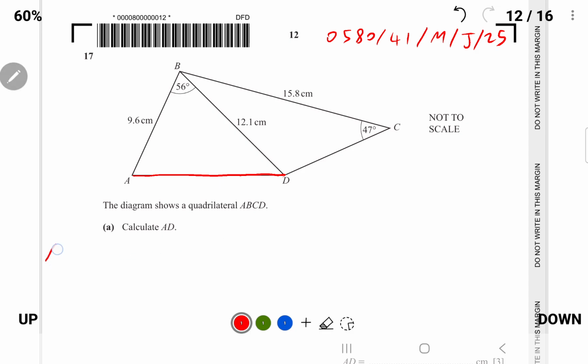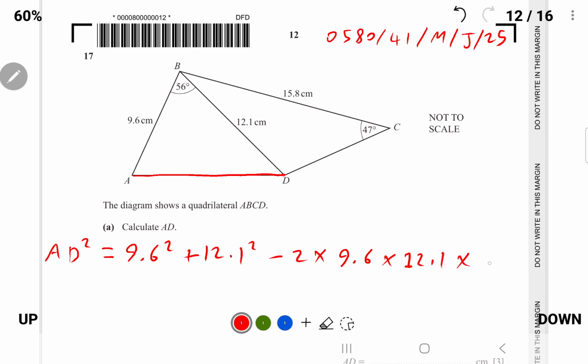So here we can say AD squared is equal to 9.6 squared plus 12.1 squared minus 2 times 9.6 times 12.1 times cosine 56. And that comes from the equation. Write it down on your notebook so you can memorize it easily.